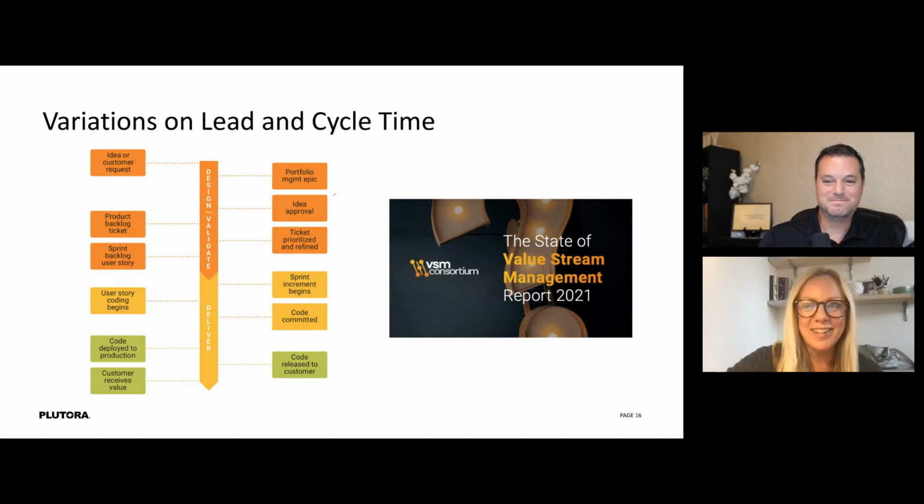Okay, let's keep going because we are, as always, tracking behind because there's so much to talk about. Variations on lead and cycle time. We've touched on this already. Lead time as defined by DORA starts at code commit, finishes at live. Cycle time starts, in my mind, from idea or customer request and finishes when the customer receives value or we do some learning from it. This chart, again from the State of Value Stream Management Report, just shows you all these different places you can start and finish. And I think it kind of doesn't matter as long as you and your colleagues all know that you're talking about the same thing when you say something.